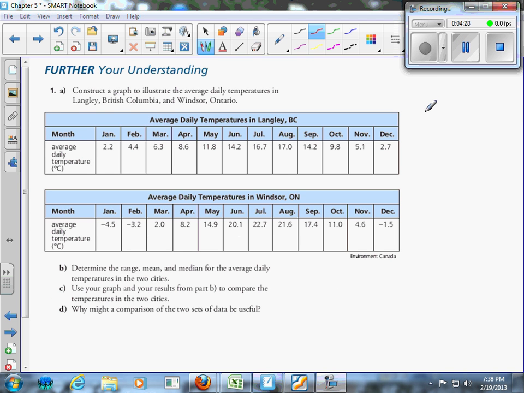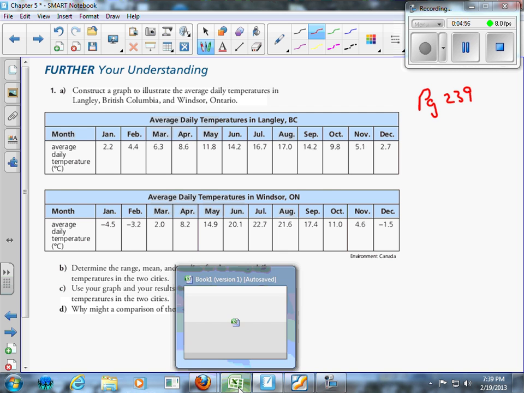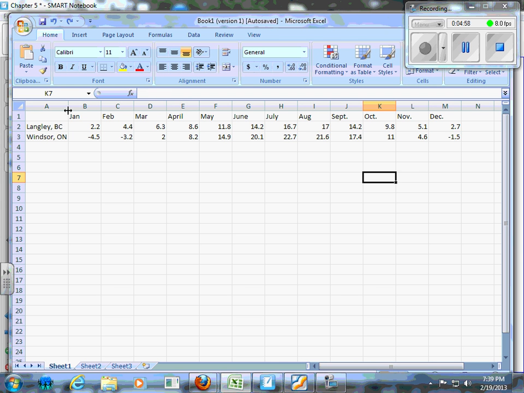Okay, this is an example from your textbook on page 239, and we'll work through this one. You're asked to construct a graph of the average monthly temperature in Langley, British Columbia, and Windsor, Ontario. Now, we could construct this on paper, or we could do so in Microsoft Excel.